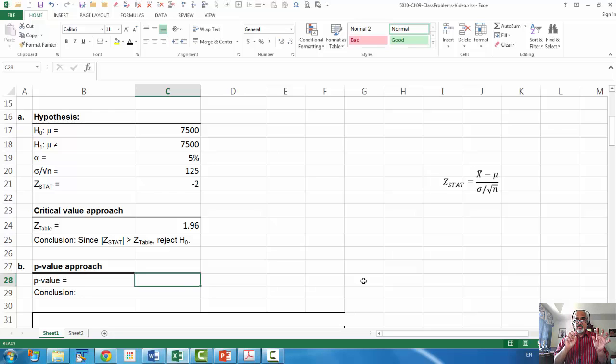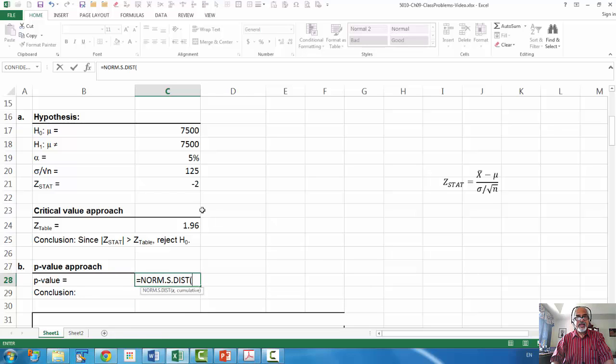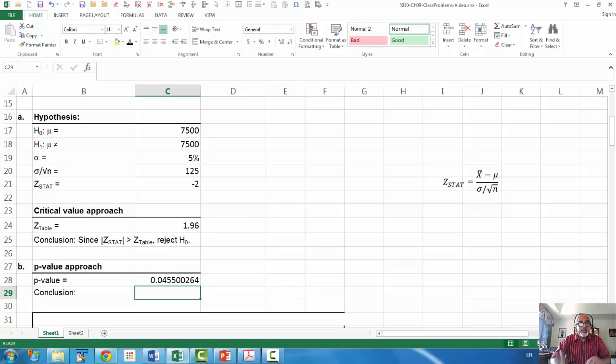Now, the p-value approach is you want to find the tail area, and for a two-tailed test, you have to multiply the tail area by 2 because there are two tails. So the tail area for the z statistic, which is a negative value, is NORM.S.DIST. For a negative value, the cumulative probability is the tail area. So we can simply use the negative value, and comma 1 for cumulative. And that's only one tail. So you have to multiply by 2, and that will give you the two-tailed value. We'll convert that to a percentage.